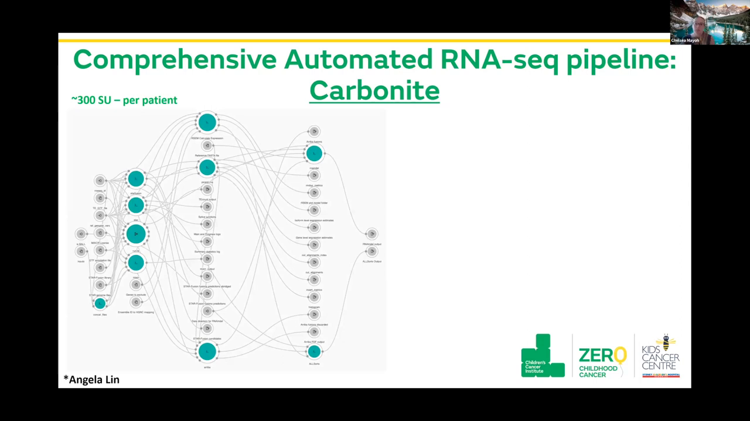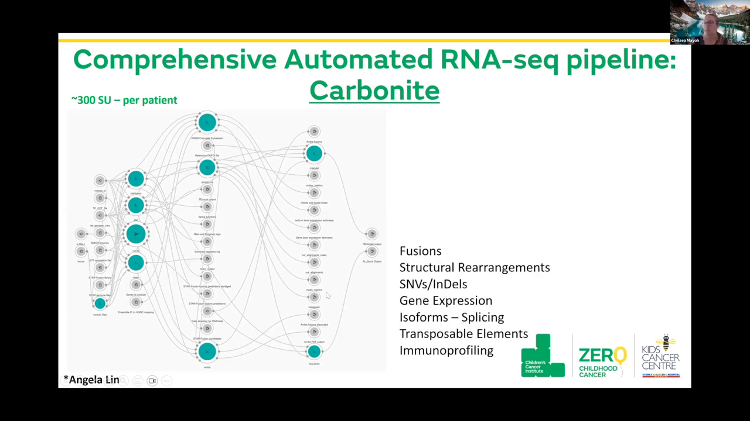On NCI, it takes about 300 SU per patient, and we do about 20 patients now per week. What's really great about this is we've got our input over here on the left in the gray, and it feeds through this entire web. And at the end, we get a whole bunch of different outputs to understand the different types of molecular aberrations that a patient can see. All the circles in this teal color are the different algorithms that we use and how they interweave together.